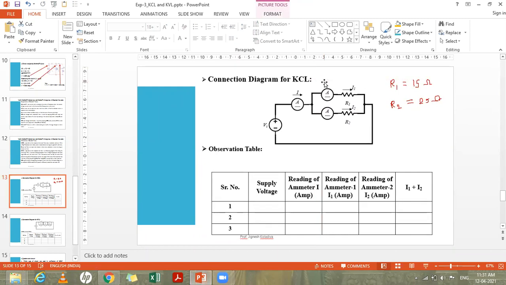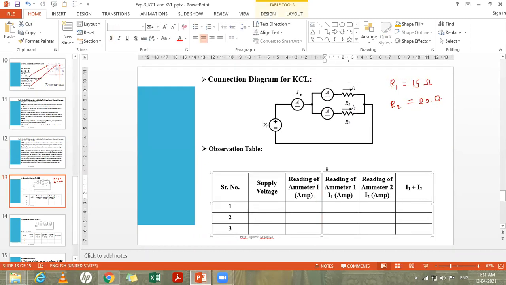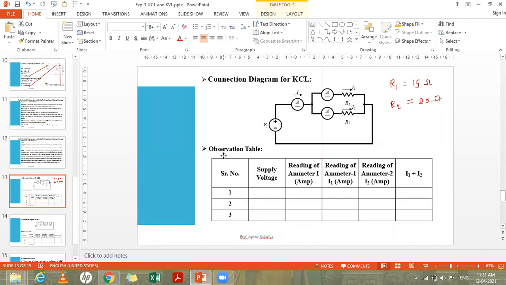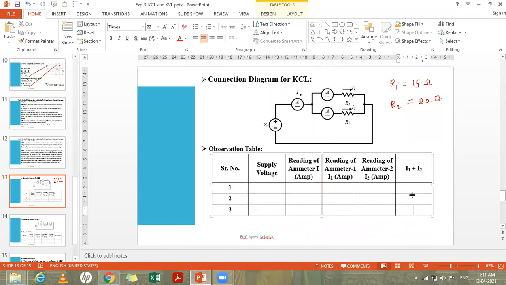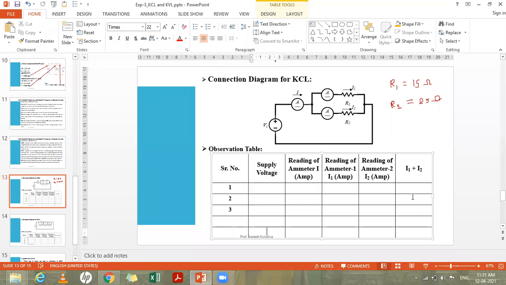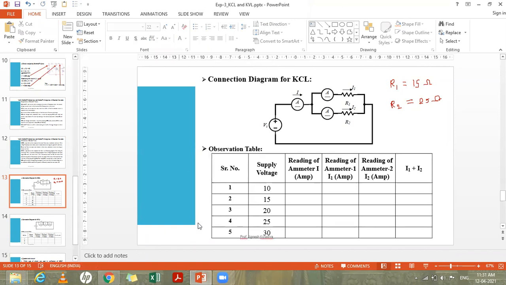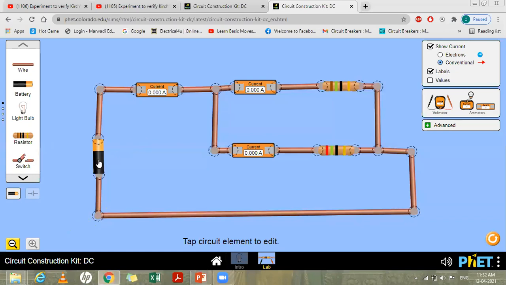For the voltages, and we are going to measure the current, right? So I'm going to set the value of voltages. We'll start from 10, 15, 20, 25, sorry, 30. So first of all, let us apply the 10 volt.